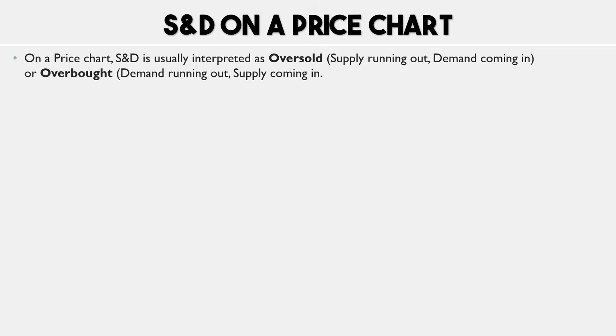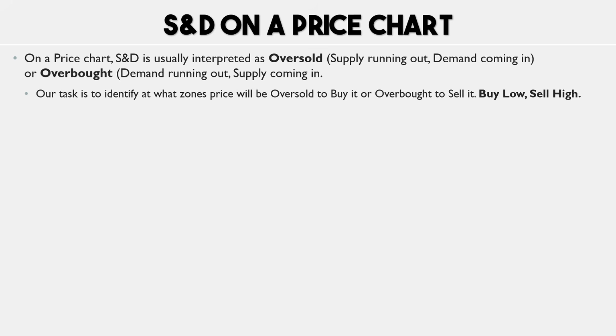Now, supply and demand on the price chart is usually interpreted as oversold, which again means supply is just running out and demand is starting to kick in, okay? Or overbought, demand is running out and supply is starting to kick in. So our task as traders is to identify at what zones price will be oversold in order to buy it or overbought in order to sell it. So that literally means we're buying low and selling high, which is how essentially profitability works in the markets.